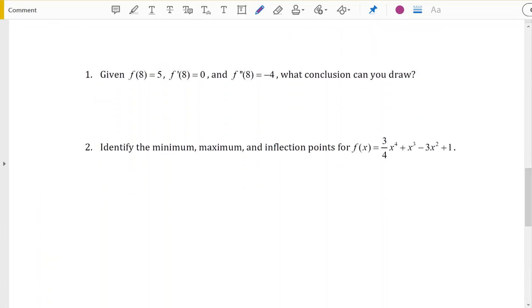A couple practice problems for you here, so why don't you go ahead and stop the video and see if you can work through these two problems on your own, and we're going to talk about them at the beginning of class on Monday.